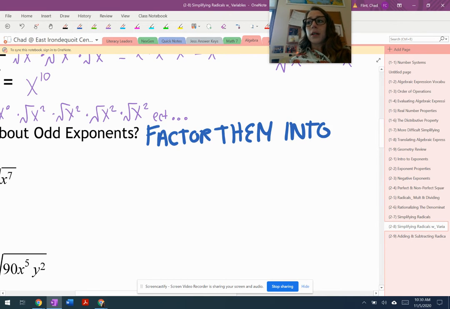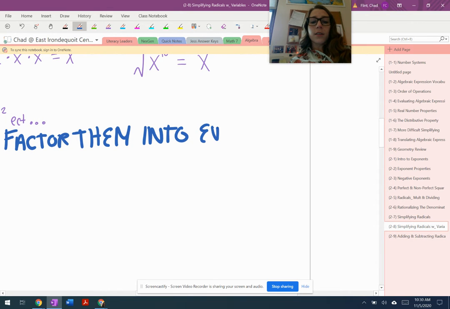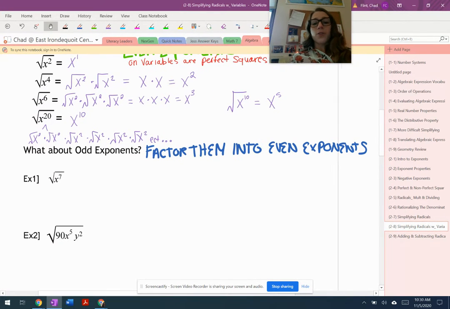into even exponents. We're going to factor them into even exponents, and we'll see what that looks like. Or we're factoring them into x squareds, like we talked about in that first problem. How many x squareds can I pull out of that?